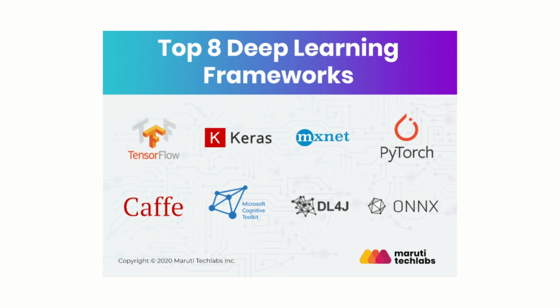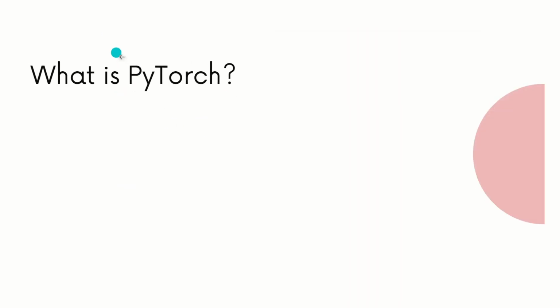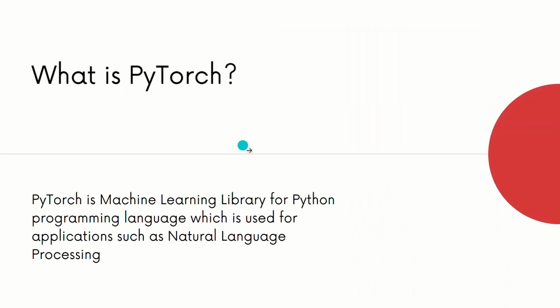So top 8 deep learning frameworks, we have TensorFlow, Keras. Both of these we have already seen in the previous videos. If you haven't already seen them, you can just check them out after this. MXNet, PyTorch, Caffe, then Microsoft Cognitive Toolkit, DL4J, ONNX, and so on. Now what is PyTorch?